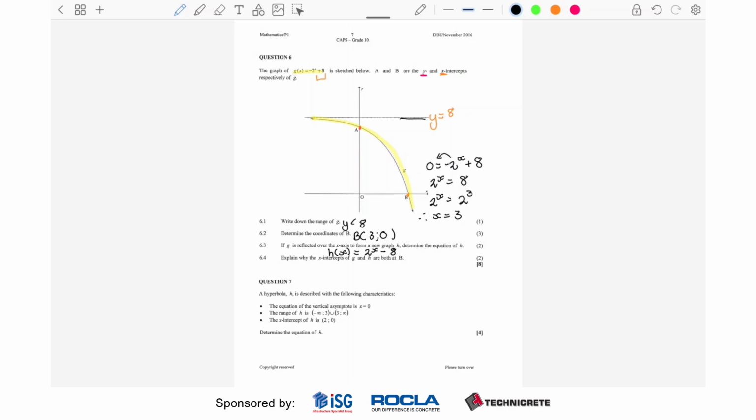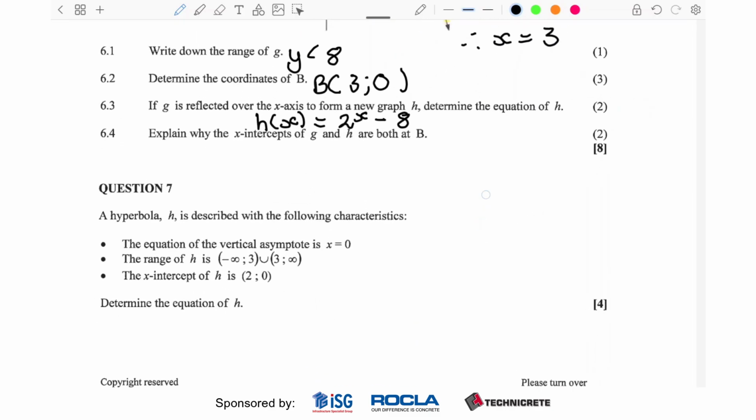So a hyperbola h is described with the following characteristics. The equation of the vertical asymptote is x is equal to 0, and the range of h is from negative infinity till 3 and 3 till positive infinity. The x-intercept of h is (2, 0). Determine the equation of h.